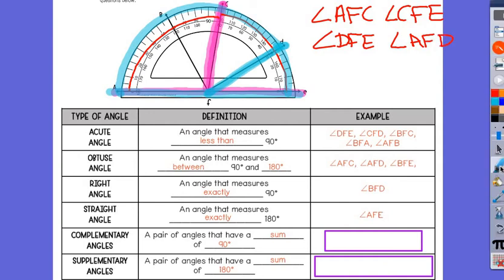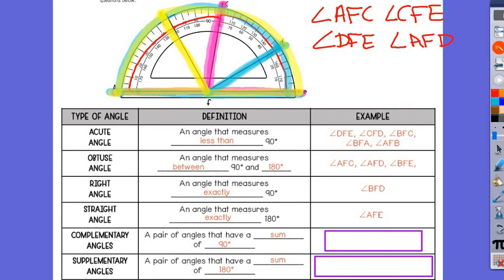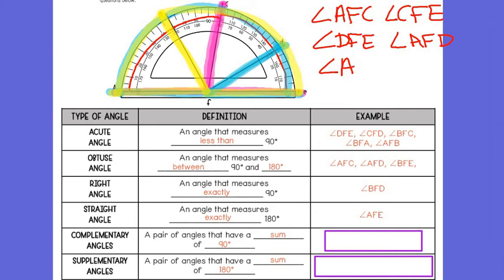I think there are some more. What you got? AFB and BFE. Does that form a semicircle? Yes, so that has to be two angles that add up to 180. So that was angle AFB, angle BFE. Are there any more? I don't think so. So those are our supplementary angles.